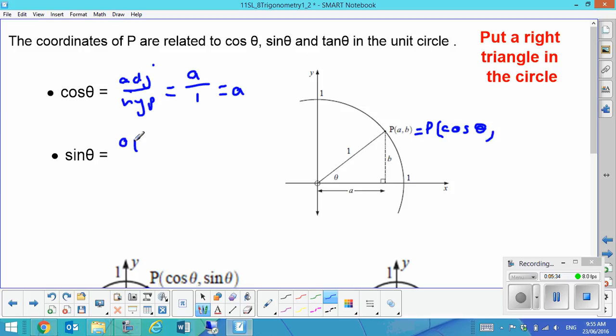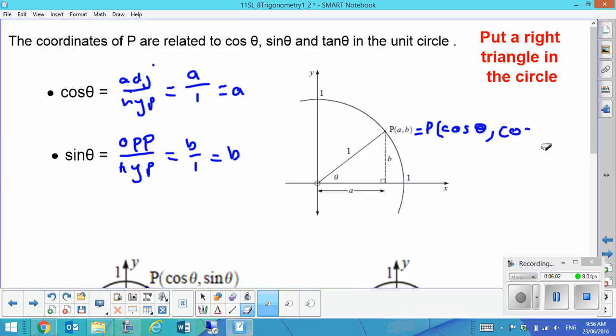Sine is opposite over hypotenuse. And if we look at our triangle, our opposite side is the b coordinate. So that's going to be b over 1, which equals b. So now we can find out the coordinates of our point by, oops, mistake, not thinking, well, try again. We want sine theta.